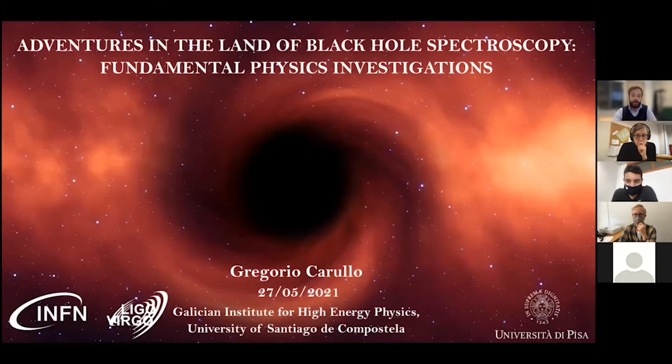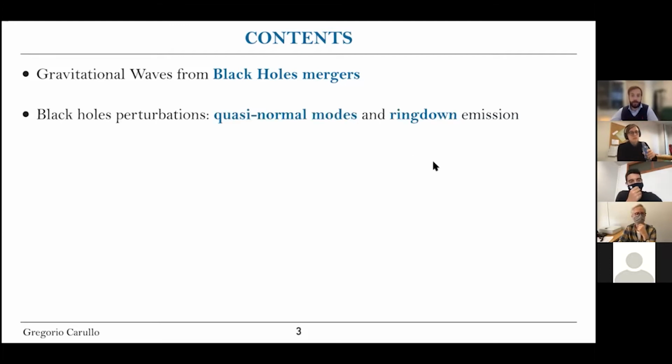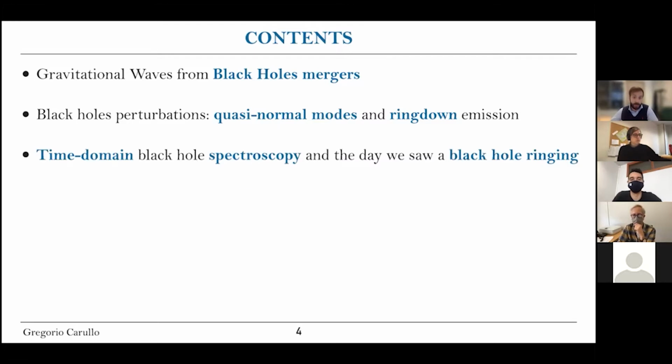I'm not sure how familiar some of you are with these topics, so I will give a brief introduction to how we describe gravitational waves from black hole mergers from a theoretical point of view, and to black hole perturbations. So we introduce the concept of quasi-normal modes and ring-down emission.